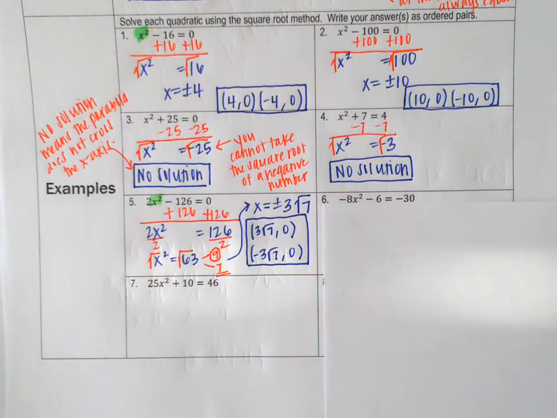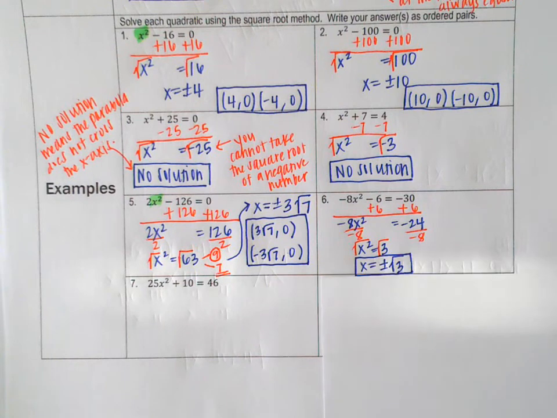So the first thing you should have done to get the x squared by itself is to add 6 to both sides. So I have negative 8x squared equals negative 24. Still need to get that x squared by itself, so we divide both sides by negative 8. And then negative 24 divided by negative 8 gets me positive 3. To undo the square, I need to square root both sides. And then I get plus or minus root 3.